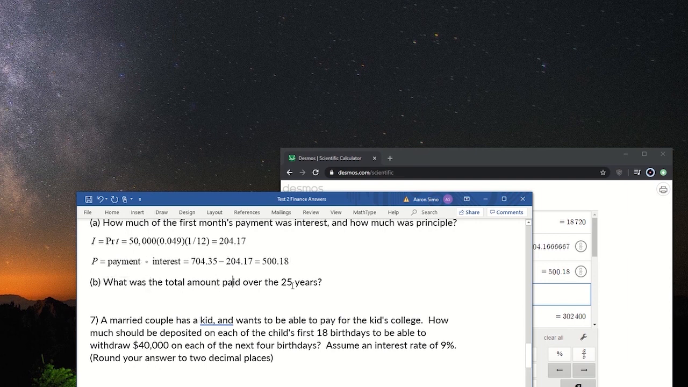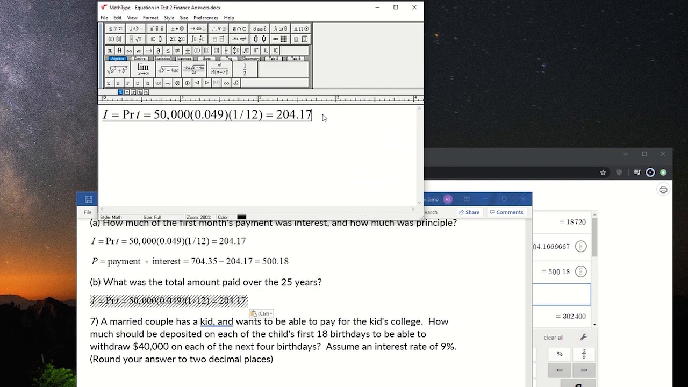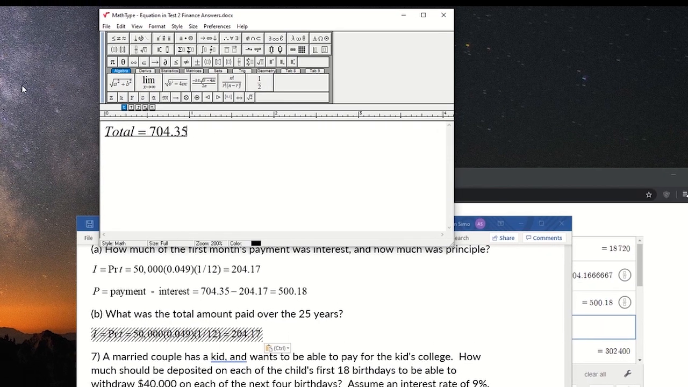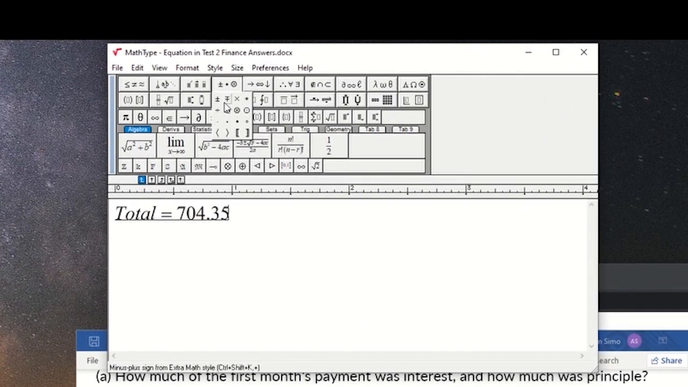Alright. What was the total amount paid over the 25 years? What we can do for that is, see, I always like copying things. Control C, Control V. Let's see. Okay, let's just say total equals whatever we paid, which was 704.35 times 12. Are we paying monthly? I think so. Times how many years is it? 25. You should probably use these times. This times is actually better. 12 and the right is better to use. Control C, Control V. 25.